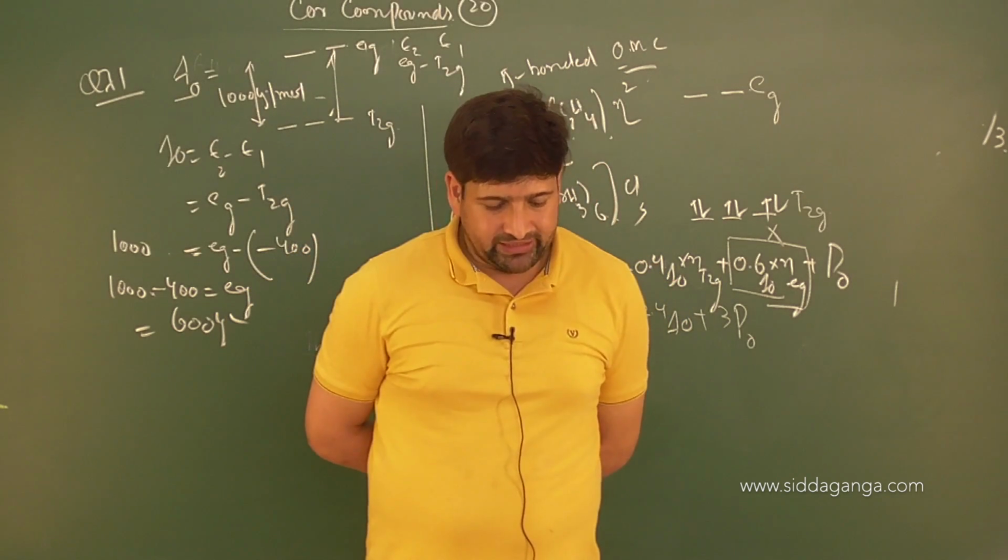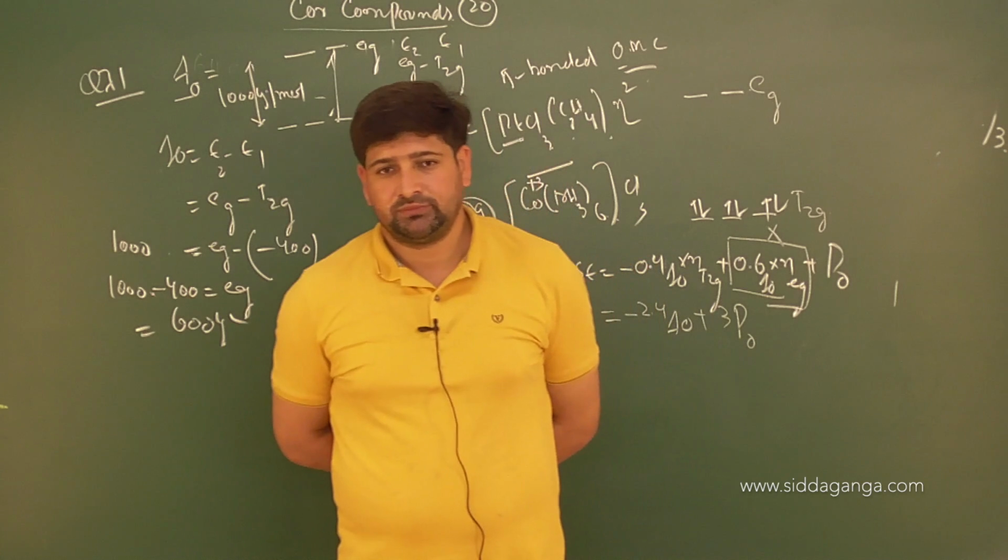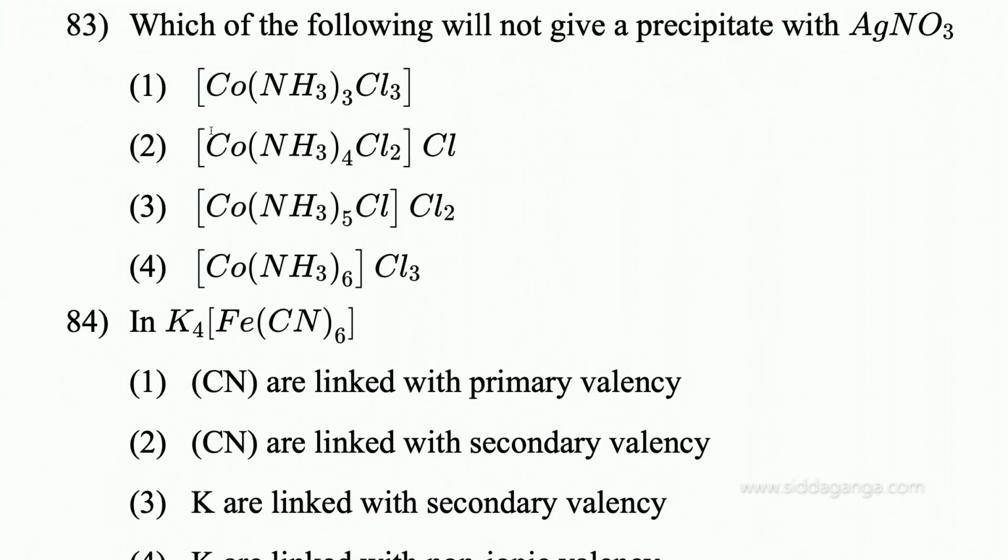Next, question number 80. What's the 80th question asking us, children? It's asking which of the following will not give a precipitate with AgNO3? Very simple. Have a look at all the complexes. Which one will not give the test for AgNO3? The one which does not have chlorine acting as a primary valency with it, right? Because in option 1, there is no chlorine outside the coordination sphere, so it doesn't break off, and no precipitation with AgNO3.